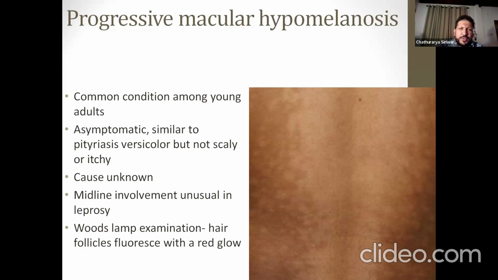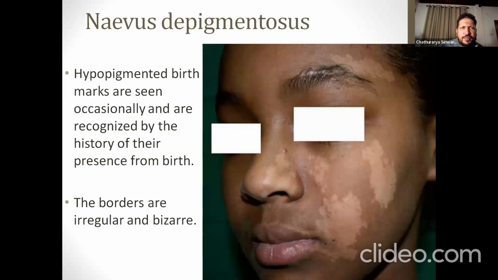It can look like pityriasis versicolor, but it's not scaly, and it typically involves the midline of the back, which we don't see in leprosy. The cause is not exactly known. It's thought to be a reaction to the acne organism, Propionibacterium acnes. It's given a new name these days, but it's due to that. But if you use a Wood's lamp, we can distinguish it from leprosy.